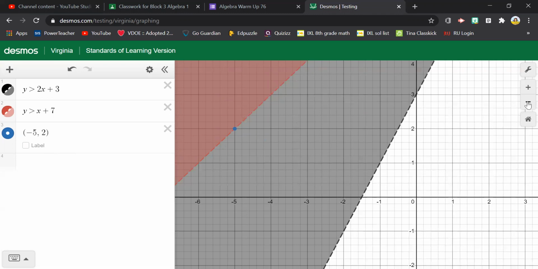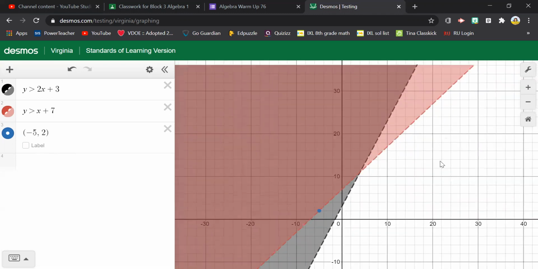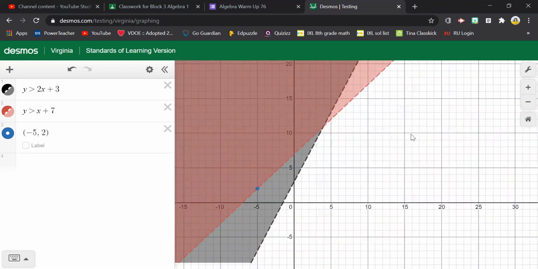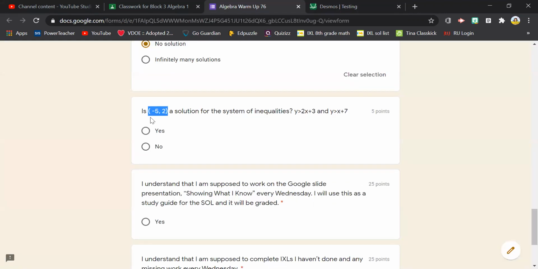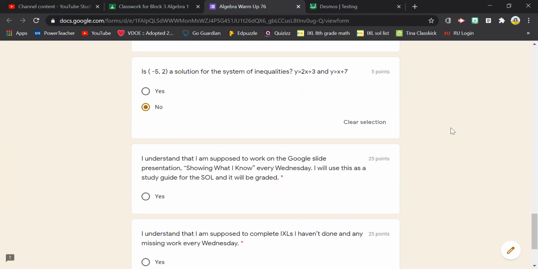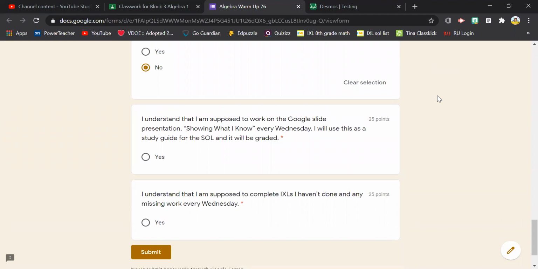So that means this is not part of the solution set, okay? In order to be part of the solution set, that ordered pair would have needed to be anywhere in this double shaded region, this darkest region, or on a solid line. And this is on a dotted line. So we're going to say no, that's not part of the solution set. It's not a solution to this system.